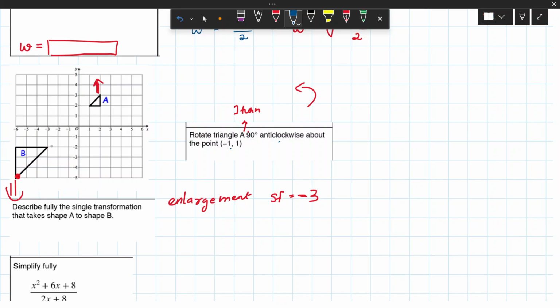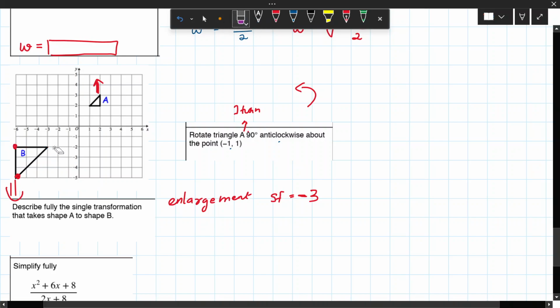Then the last thing that we should be doing is we need the center of enlargement. To do the center of enlargement, we're going to have to connect the vertices with each other. So first, let's take the flat edge. This would be the easiest, I guess. We can connect this way.